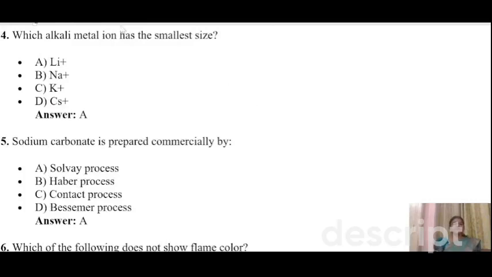Our next question is, which alkali metal ion has the smallest size? Four options are given: Li+, Na+, K+, and Cs+. We already know the order: lithium, sodium, potassium, rubidium, cesium. The size of alkali metals increases from top to bottom. Therefore, the smallest metal ion is lithium. Li+ is the smallest.